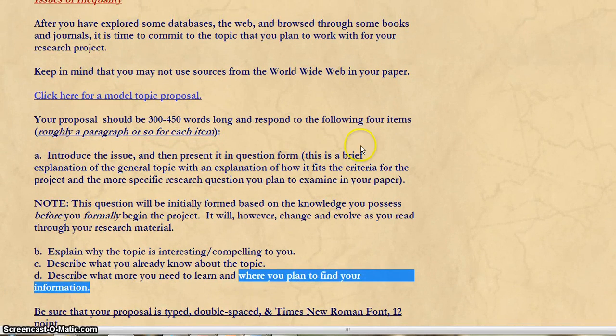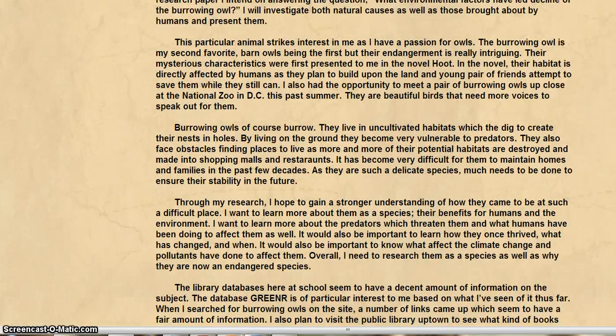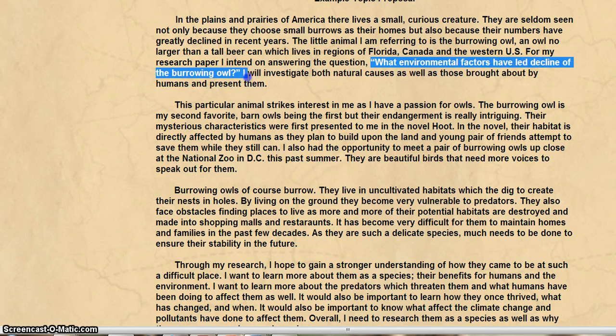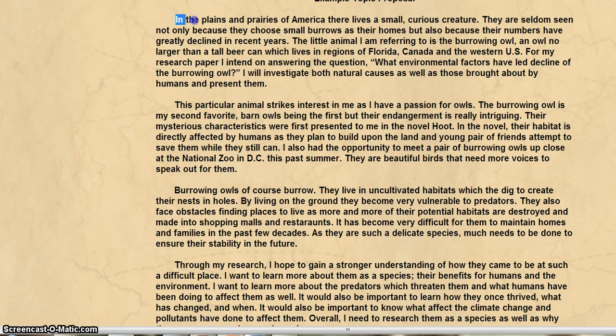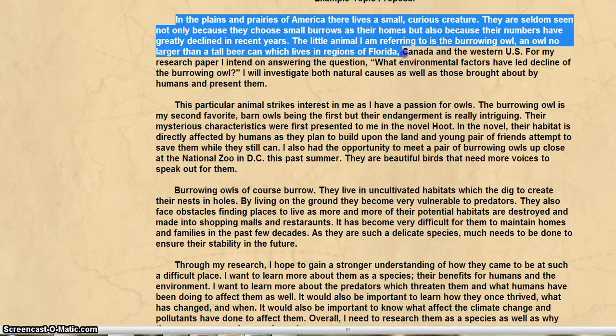And let me just show you really quickly a model topic proposal. Essentially, what we have here is 5 paragraphs, just like I asked you to do. This particular individual is writing about environmental factors that may have led to the decline of the burrowing owl, and that's the question that they wanted to answer in their research. And you'll notice that they presented that question near the end of their first paragraph, and then in the earlier parts of the paragraph they gave us a little bit of background info to let us know why this is a particular issue, an important issue.